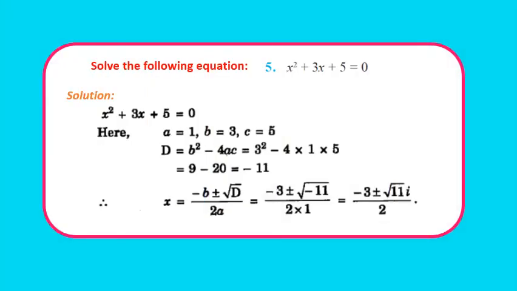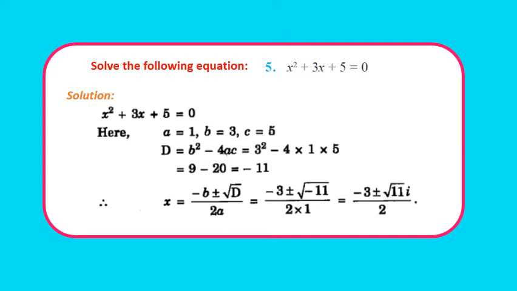Next we have question 5. Solve the following equation: x square plus 3x plus 5 equals to 0. So comparing this with the standard form, that is ax square plus bx plus c, we have a is equal to 1, b is equal to 3, and c is equal to 5. So putting this value in the discriminant d, that is b square minus 4ac, we get 3 square minus 4 into 1 into 5, that is equal to 9 minus 20, which is equal to minus 11.